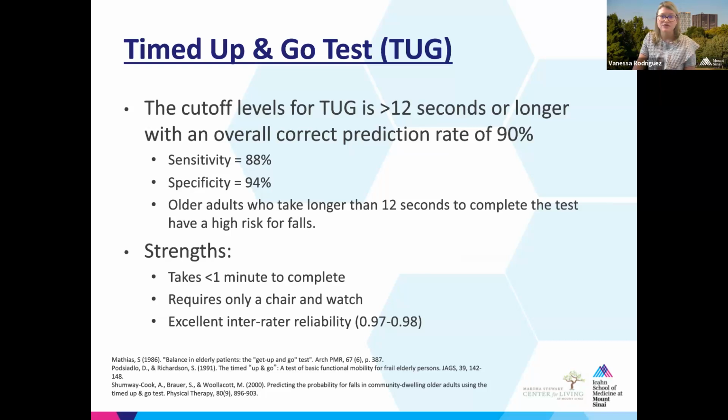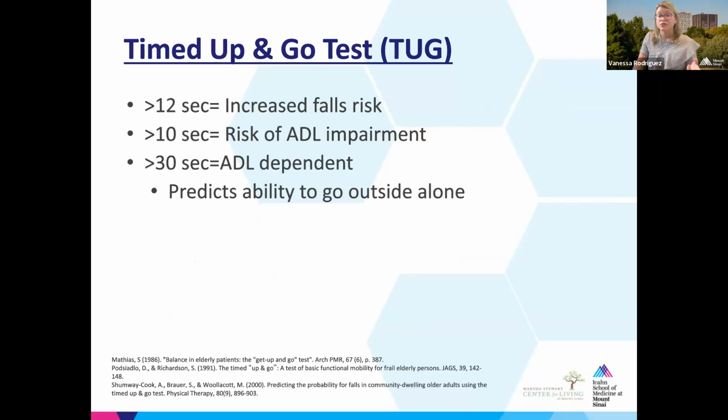Older adults who take longer than 12 seconds to complete the test definitely may have a high risk for fall. The strength of this test is that it takes less than 1 minute to complete. It requires only a chair and a watch, and it has good inter-rater reliability. If it takes over 12 seconds, we know it's an increased risk for fall, but if it's more than 10 seconds, it can predict that the person might have a risk for an ADL impairment. And if it's over 30 seconds, it can predict that the person will have some ADL dependency. So it can really help in assessing a patient in a very accurate way.